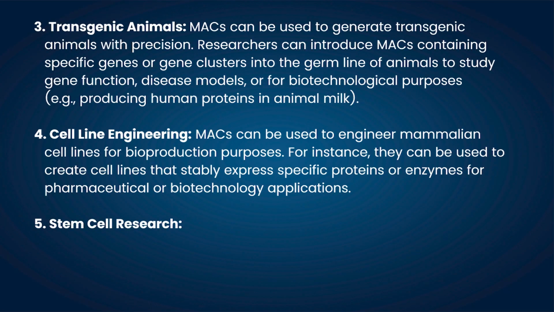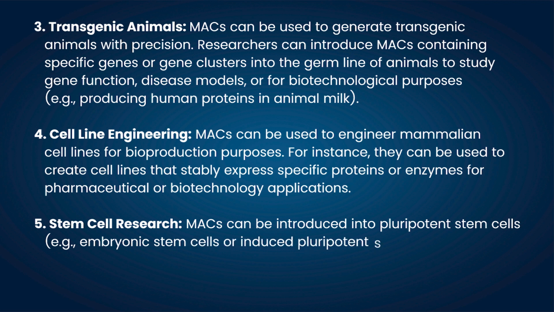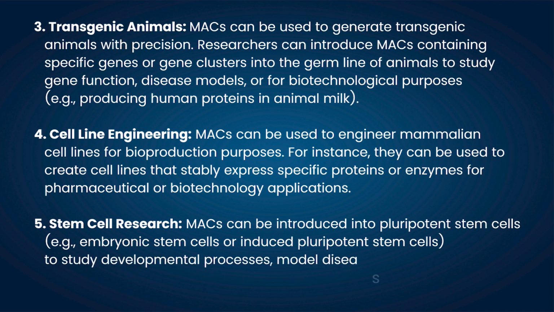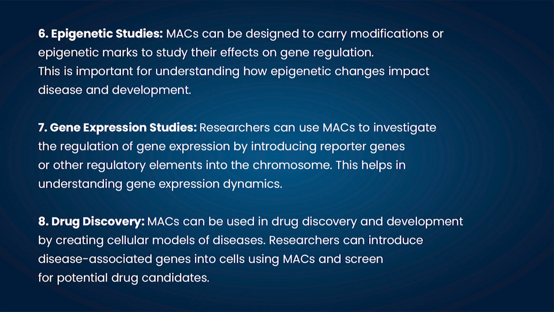Next is stem cell research, a very important application. MACs, or mammalian artificial chromosomes, can be introduced into pluripotent stem cells, that is embryonic stem cells which can make all the 3 germ layers, to study developmental processes, model diseases, or generate cell lines for regenerative medicine. Again, there are ethical issues associated with this application which have to be considered, but it is a very important application. Next is epigenetic studies.